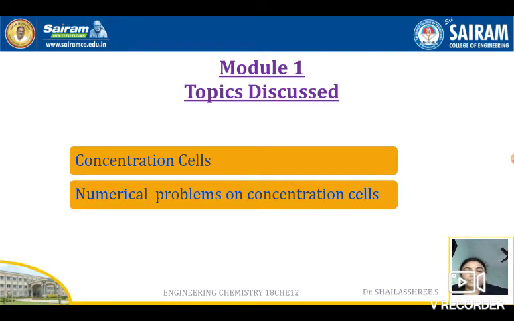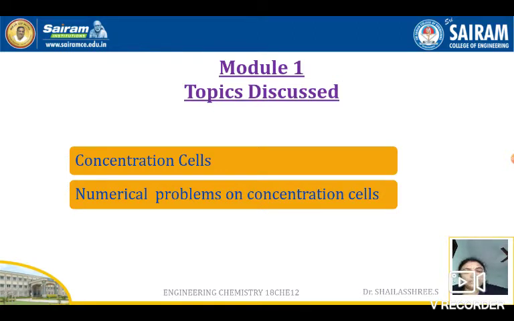In this chapter, we started with the Nernst equation and studied the reference electrodes. Under that, we studied the calomel electrode construction and working, and then the ion selective electrodes. For example, glass electrode construction and determination of pH. Then we studied battery classification, and under batteries, nickel metal hydride and lithium ion batteries are over. This is the last topic, concentration cells.